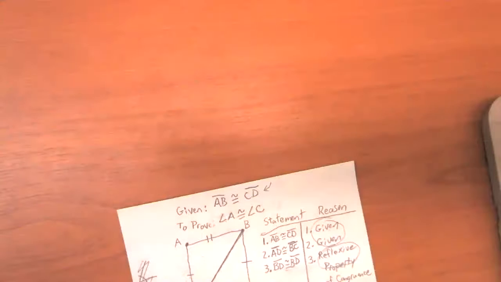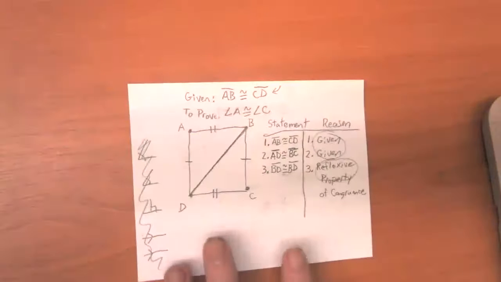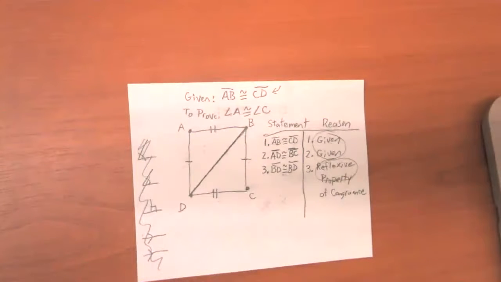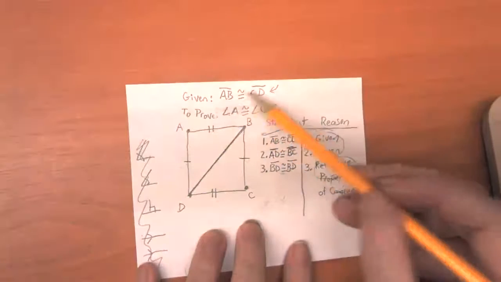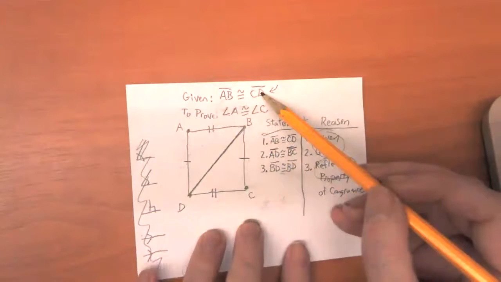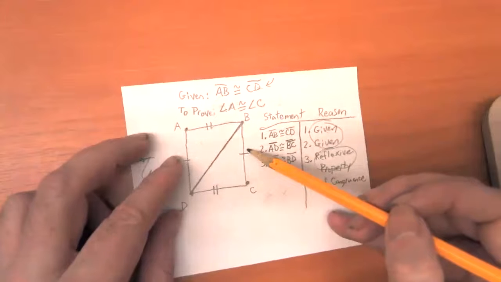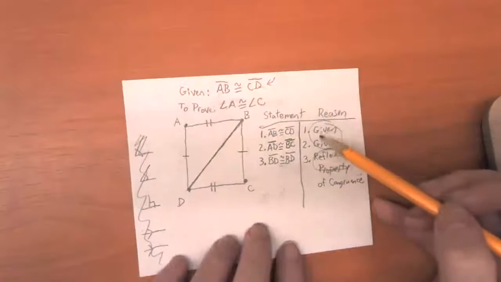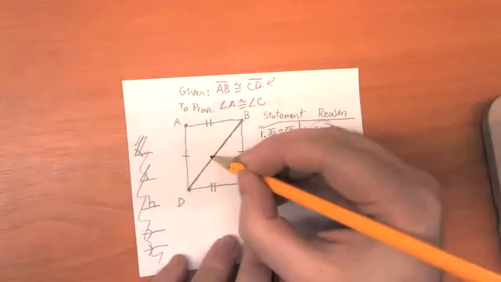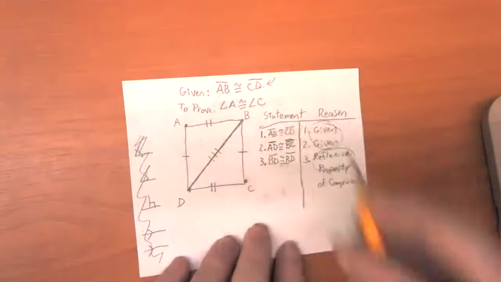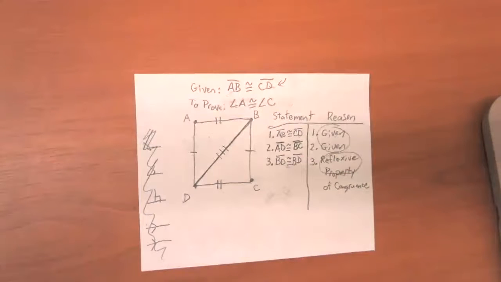So let's go back to the proof that I made 2 videos ago, except I changed it a little bit. So I've got this diagram here. Remember that we had already been given that these 2 sides are congruent, and we were already given some tick marks there. So we had 2 given statements, and we also used the reflexive property of congruence to say that this 3rd side was congruent to itself.